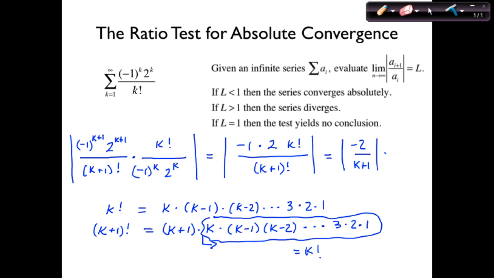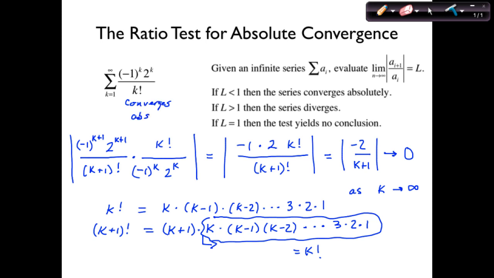Okay, as k gets big, what's the limit? Negative 2 over k plus 1. That's the easy sequence, right? Goes to 0. Conclusion? Yeah, this converges absolutely according to the ratio test.